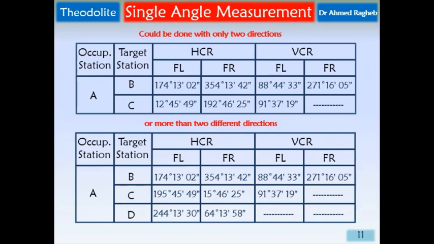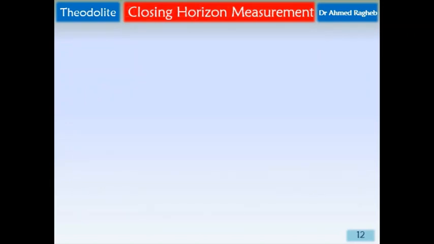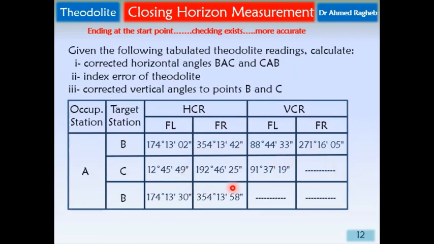Now for the closing horizon. The closing horizon technique, or closing horizon measurements, we call it the horizon closure method. In order to see how we work with the closing horizon method, let's apply it directly on a solved example. The main difference here in the closing horizon measurement is that we start from a point, take all measurements, and then end at the same point. So we make a 360 rotation, and we end at the starting point.